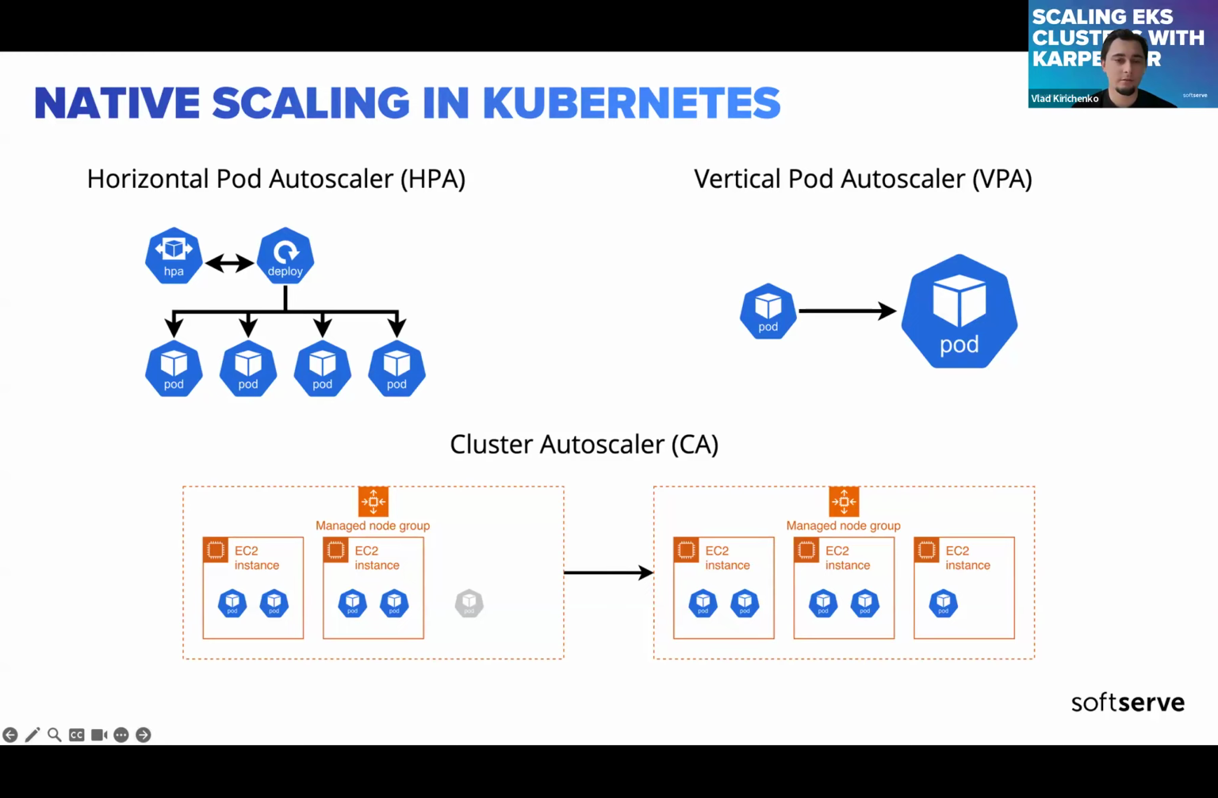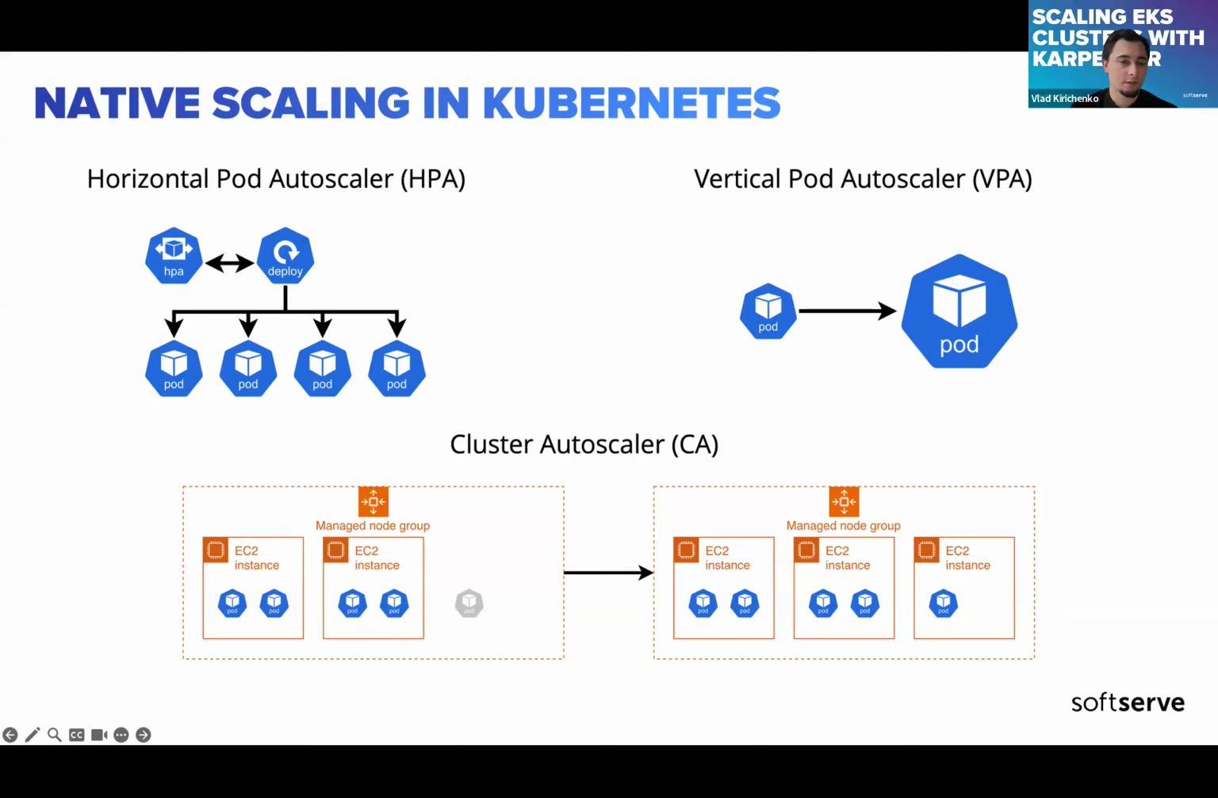And we have the vertical pod autoscaler. It analyzes the actual resource usage of the pod. For example, if you requested 4 CPUs but are using one, then the vertical pod autoscaler adjusts this request downward.